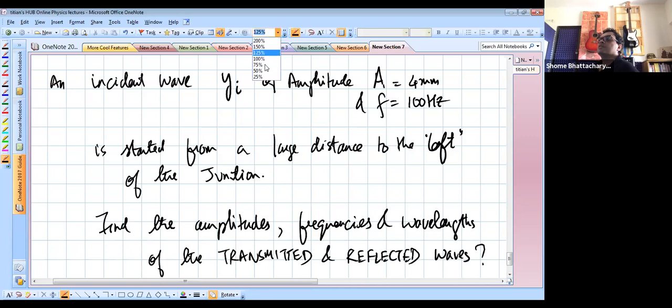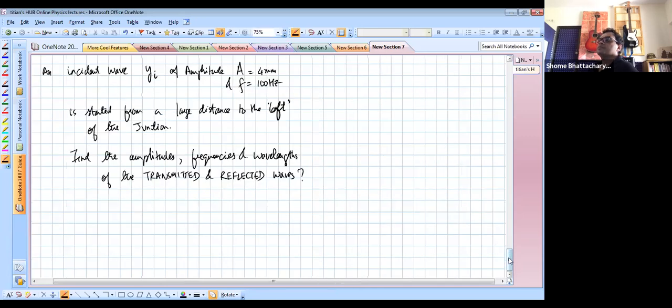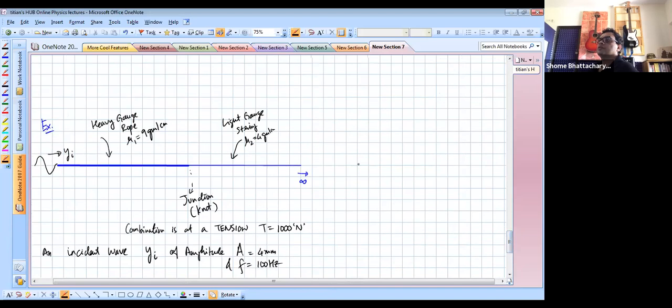So what's happening here is this incident wave, as it is coming on this rope and hitting the junction point over here. The junction point is going up and down as a result of it. So it acts like a source of its own. That also creates a reflected wave here and a transmitted wave over here.